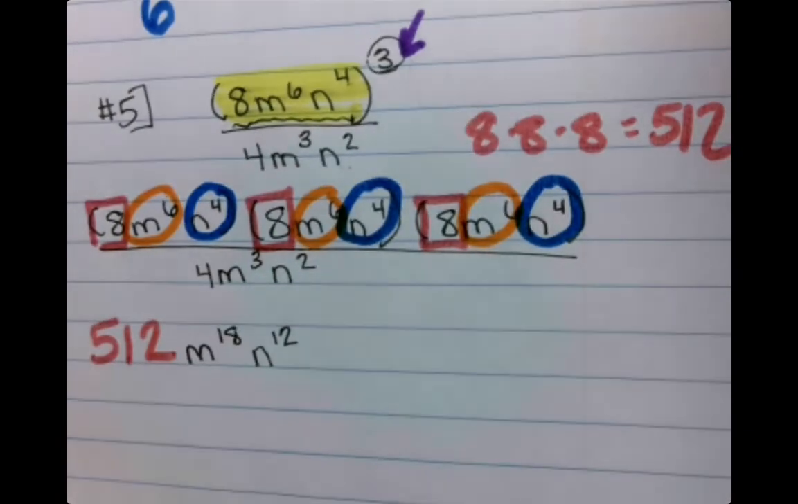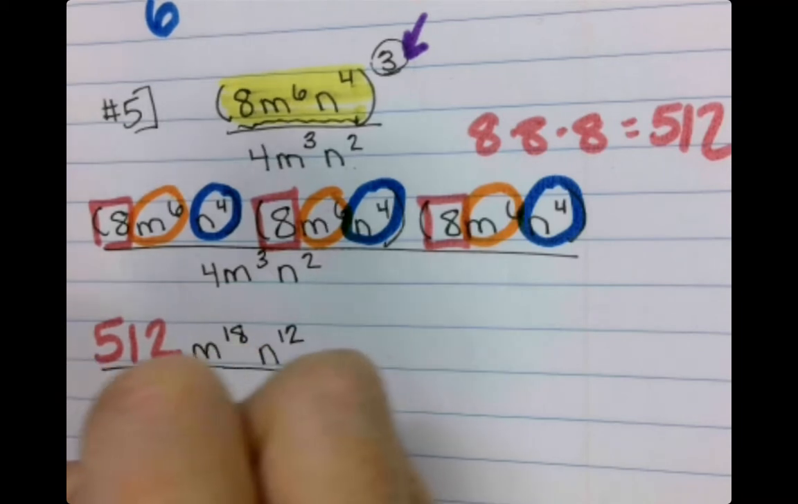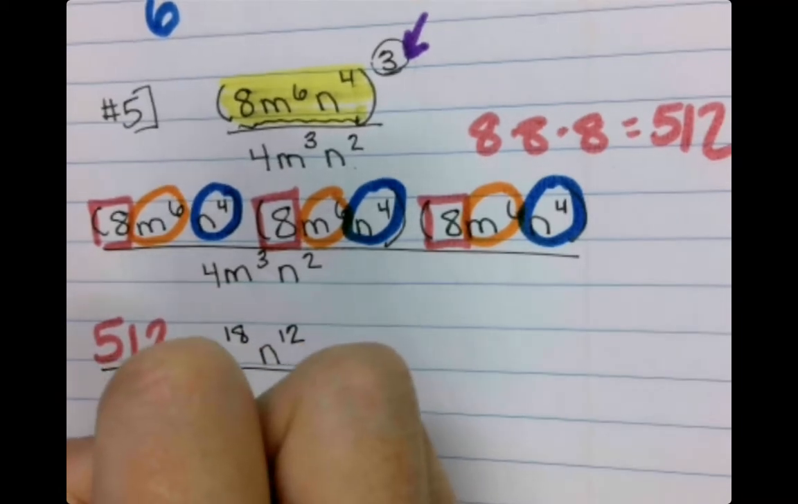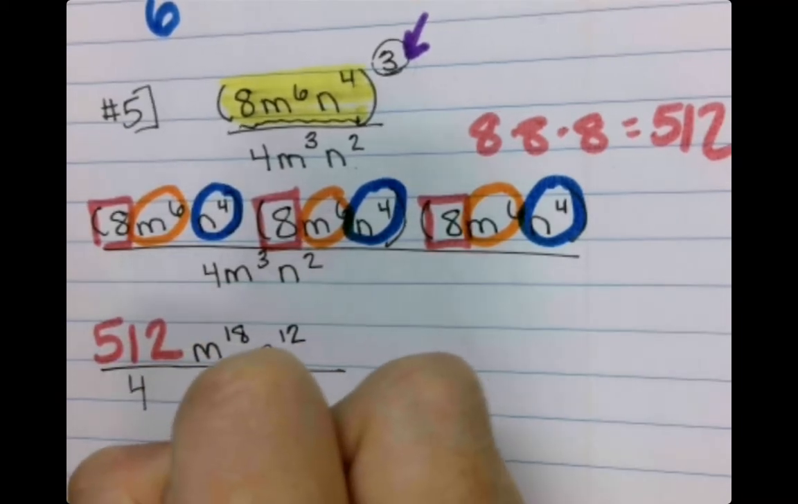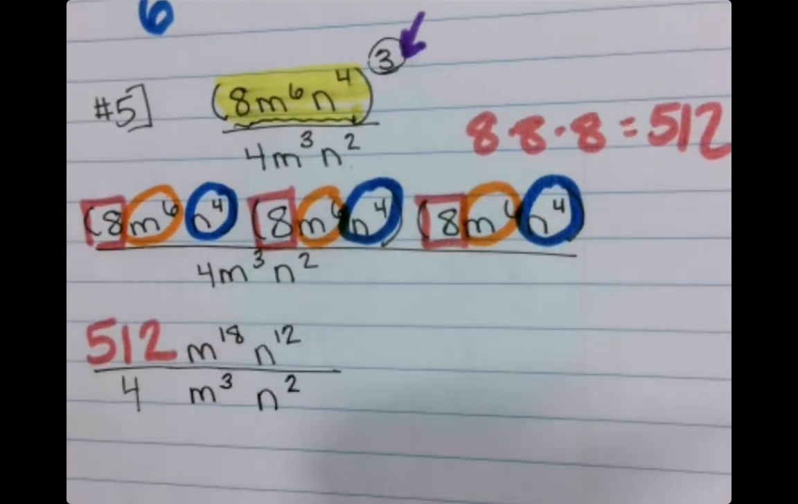All right. On the bottom, we still have our 4, m to the third, and n squared. None of that changed. None of that moved.